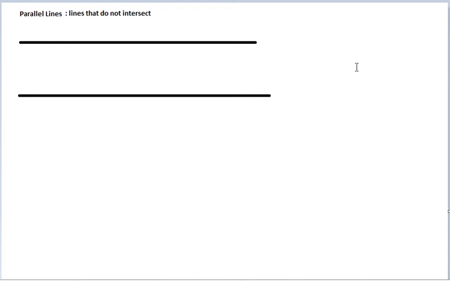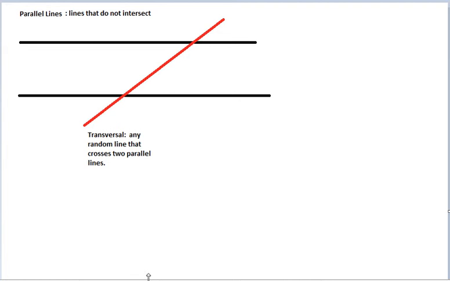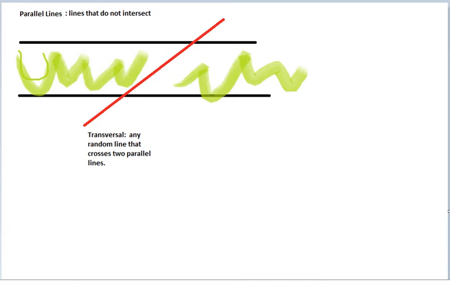And you guys already know that these have the same slope. We learned that last chapter, or last unit. And I'm going to draw this red line here. And that is called a transversal. And basically a transversal is any random line that crosses two parallel lines. So I could have made my transversal in lots of different ways. I could have gone in the other direction, whatever, just as long as it's a random line crossing over parallel lines.